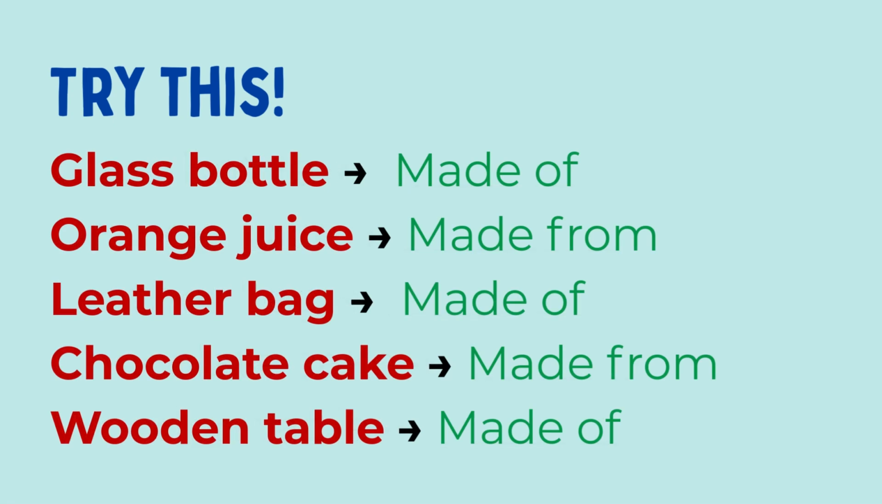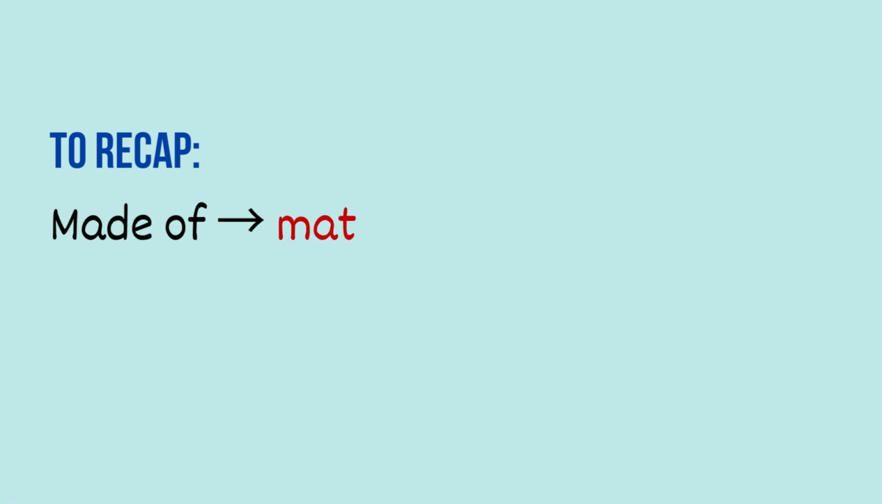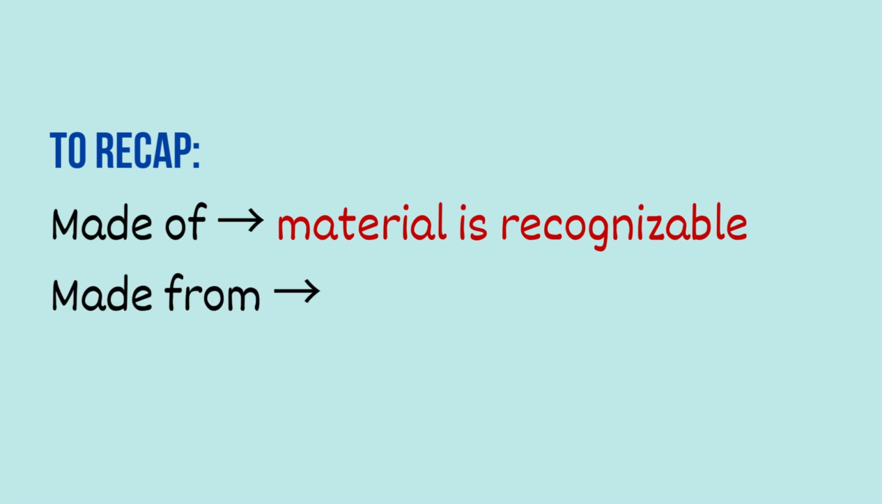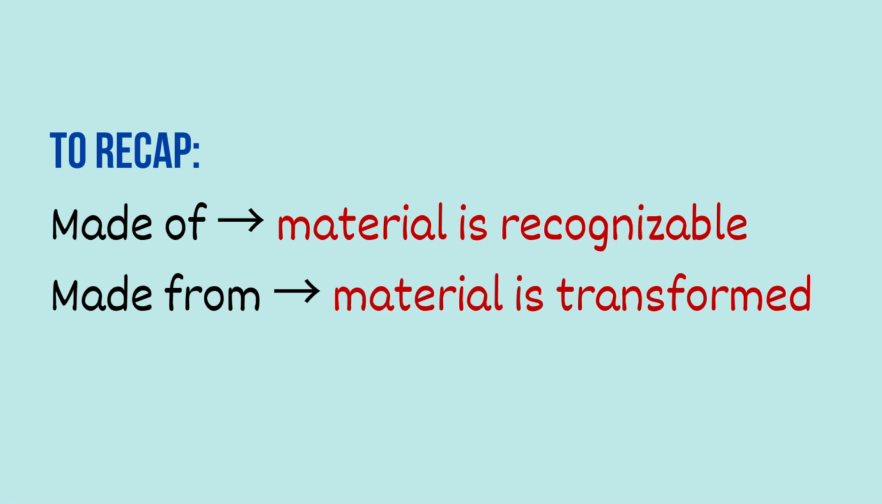The answers are on the screen. Glass bottle, made of. Orange juice, made from. Leather bag, made of. Chocolate cake, made from. Wooden table, made of. To recap, made of is a material that is recognizable, but made from is a material that is completely transformed, like a glow up, but on objects.